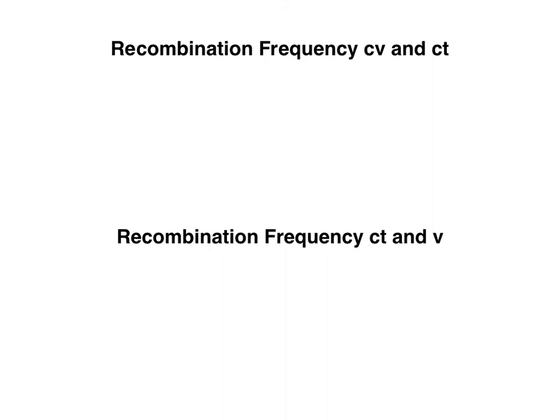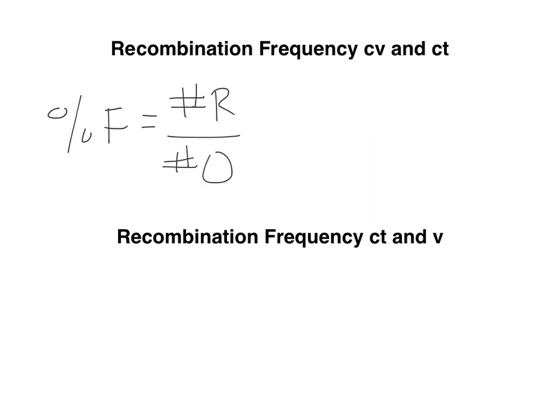I started with CV and CT here. I certainly could have started with CT and V. It doesn't really matter. You could even focus on CT and V if you so chose. It really doesn't matter. But given the way that I've set up the problem thus far, we're going to use CV and CT first. All right, so if I want to find the recombination frequency between CV and CT, I know that the recombination frequency equals the number of recombinants divided by the number of offspring.